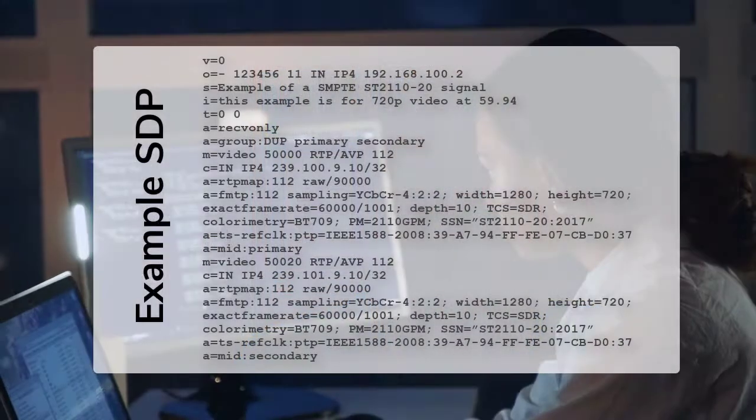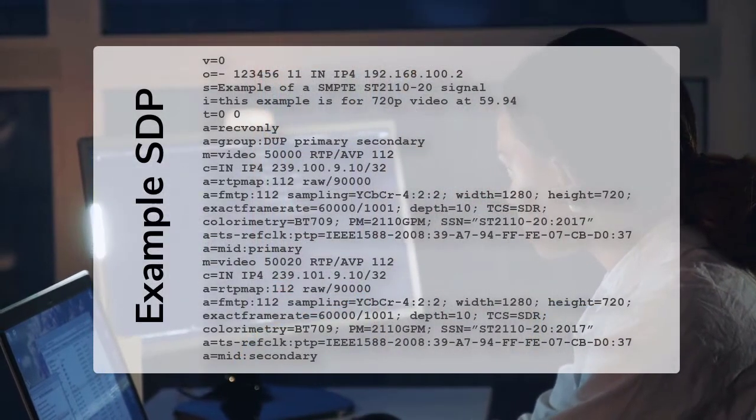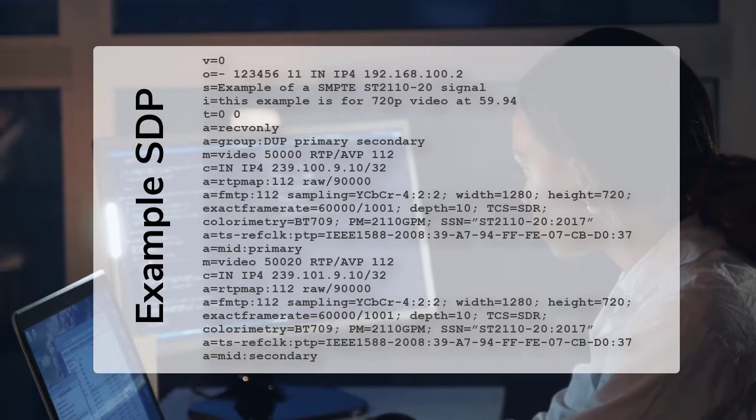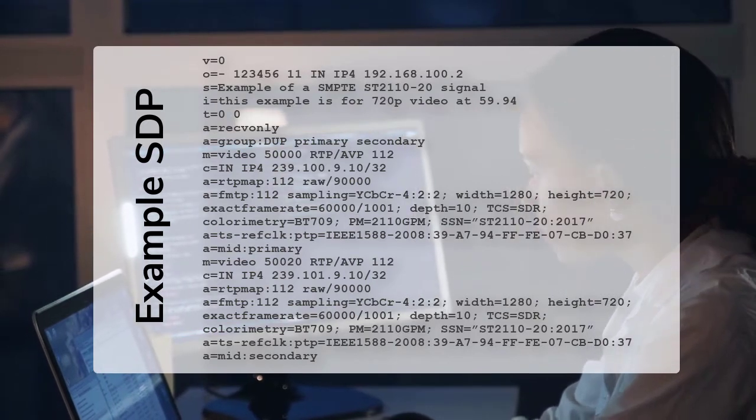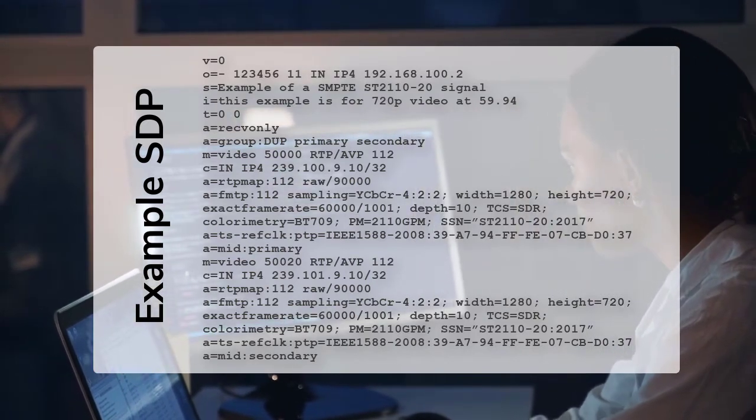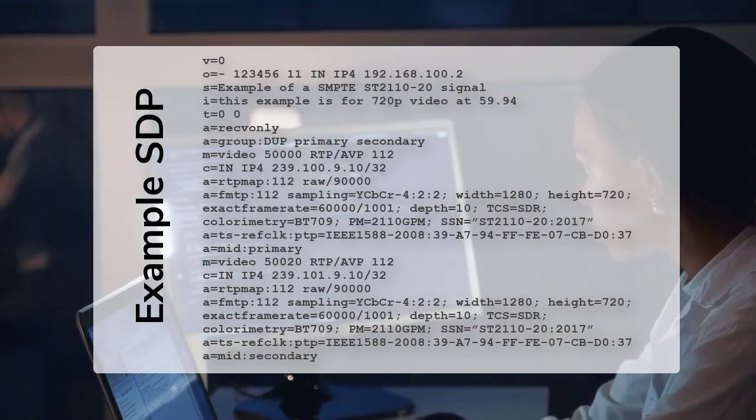But here we go. What's an SDP look like? It looks like this. It's got all these lines of text. It's human readable to a human who's used to reading this sort of thing. But for the rest of us, there's summaries.